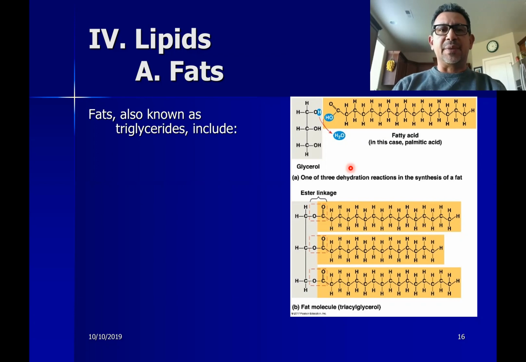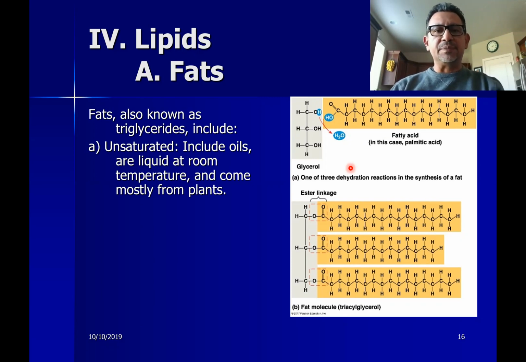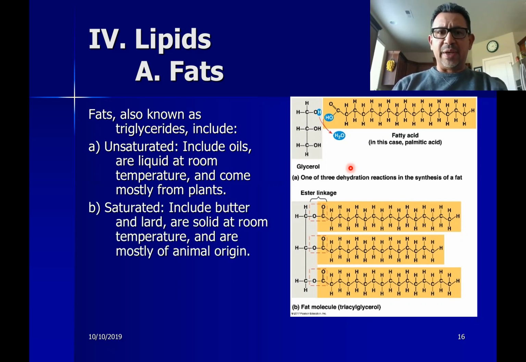Fats are also known as triglycerides and include 3 different types that you may be familiar with. For example, unsaturated fats are often known as oils. They are usually from plant origin, and they're liquid at room temperature. We also have the saturated fats. These include butter, lard. They can be solid or semi-solid at room temperature, and these usually have an animal origin, although not necessarily. There are also saturated fats that can be obtained from plants.